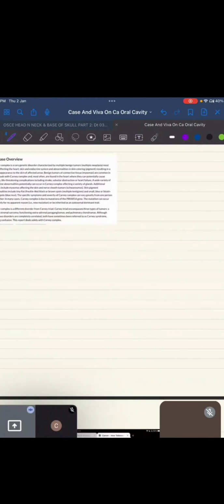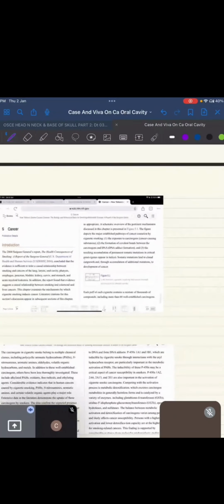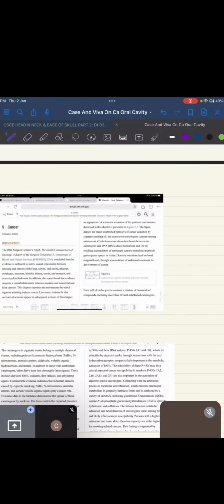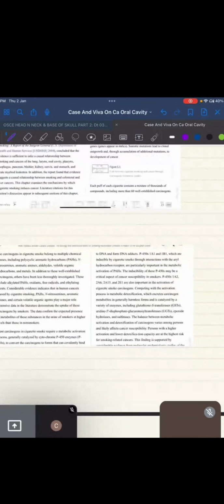Okay. Moving ahead, apart from this, why is this important? This is a repeat of CA larynx. The same chart was there in CA larynx also. The carcinogens in smoking belong to multiple classes, including polycyclic aromatic hydrocarbons, nitrosamines, aromatic amines, aldehydes, organic hydrocarbons, and metals. These are apart from your nicotine.